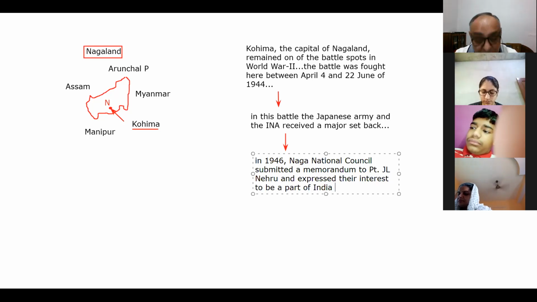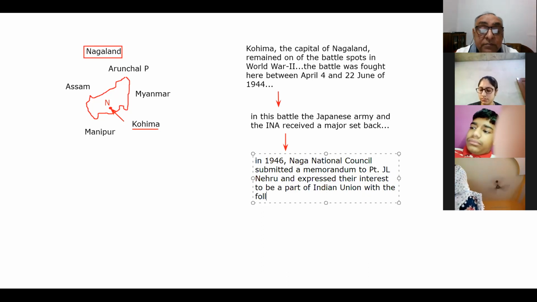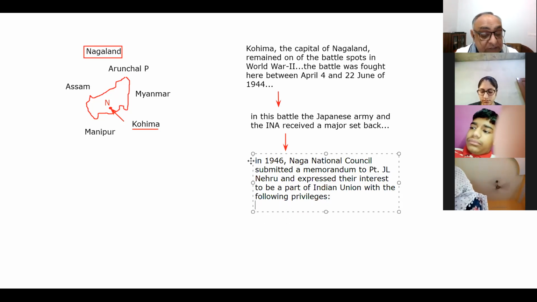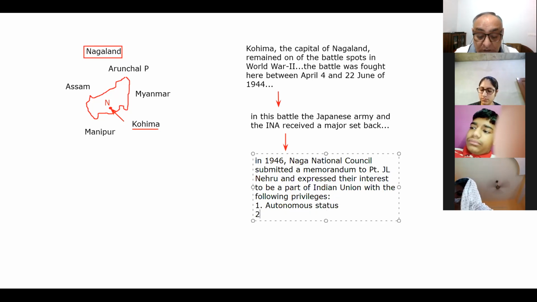They say, we will join India, but we have some conditions. To be a part of the Indian Union, with the following privileges. As far as the privileges are concerned, number one, they say we will be requiring the autonomous status. If we join India, we need an autonomous status.